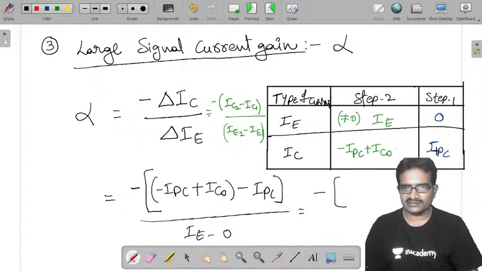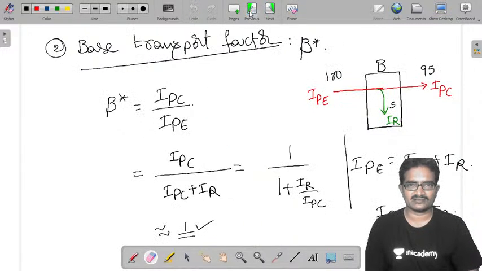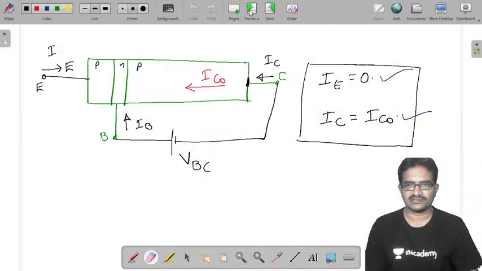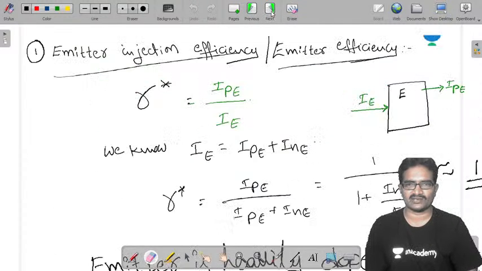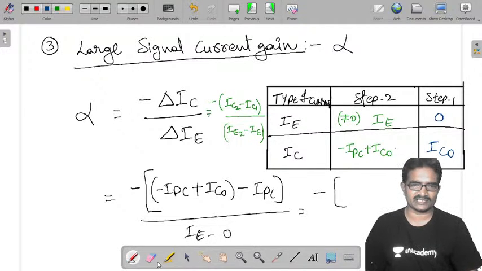Sorry sir, we got IC naught, this one. I am very sorry, this is IC naught. Go back, change that. Yeah, IC is IC naught, not IPC, IC naught. Sorry, by oversight I have written that. I am very sorry for that. So this is IC naught.